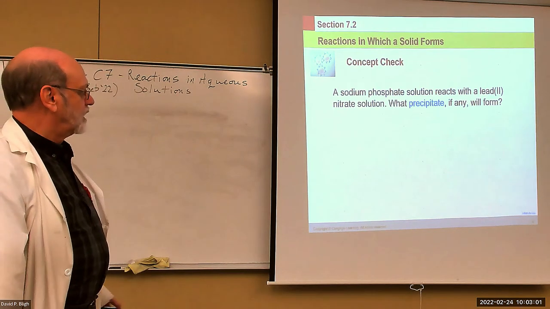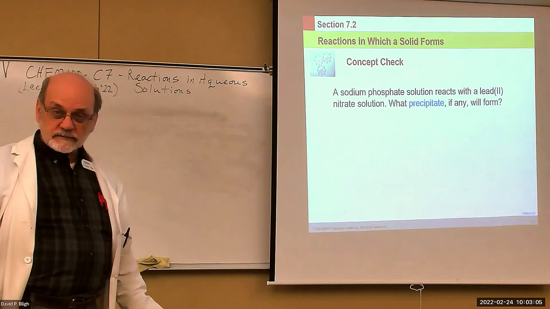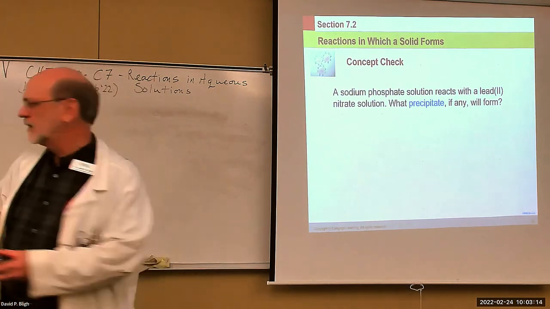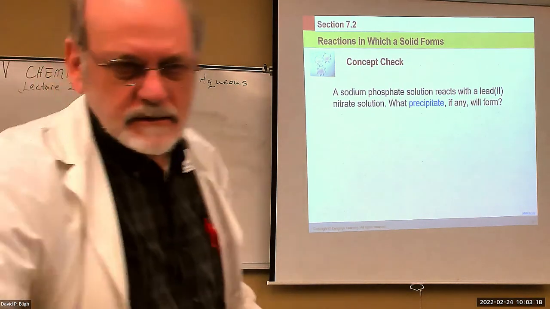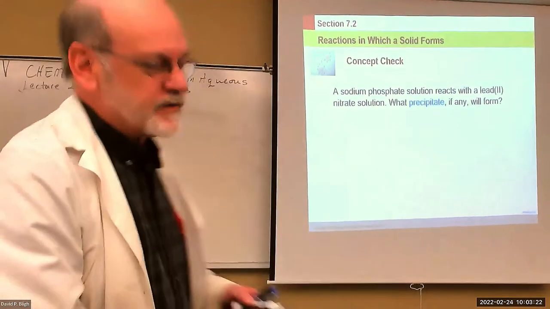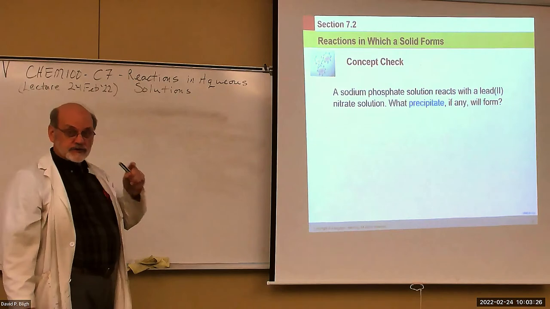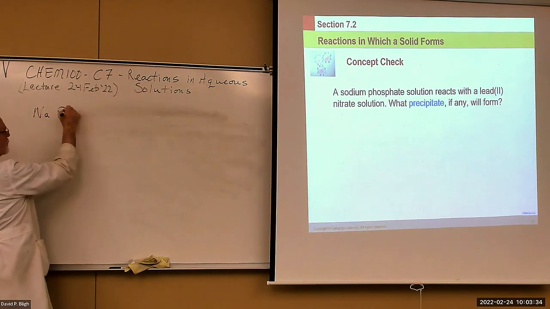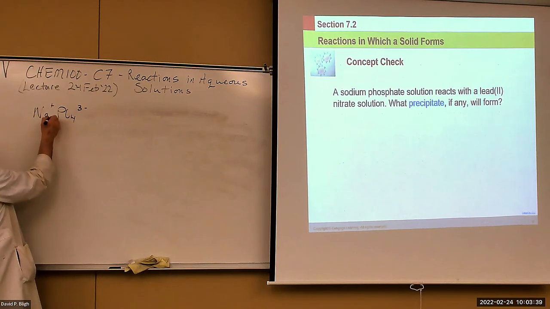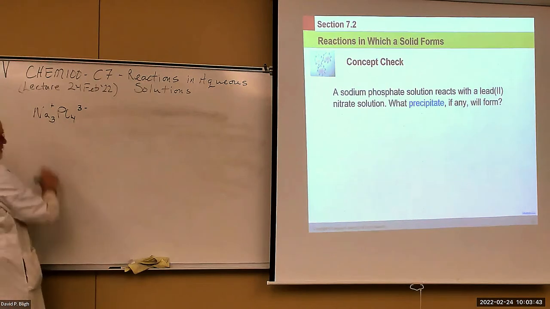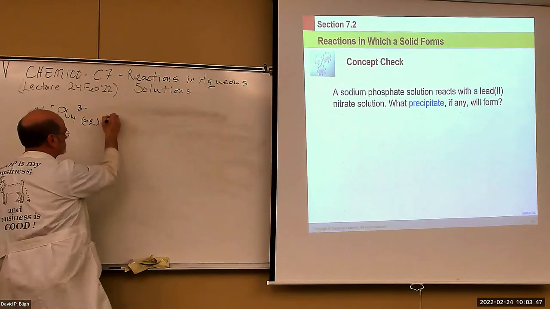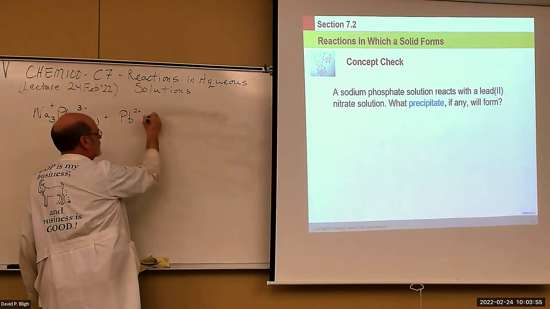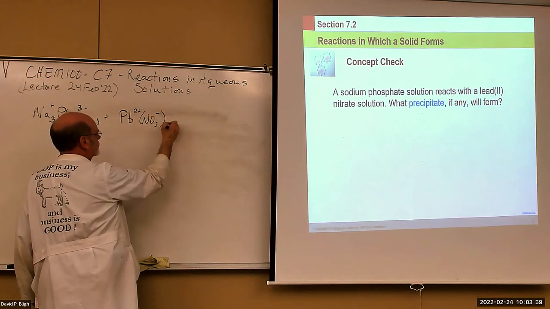Oh, got another one. Say we have sodium phosphate in solution and lead 2 nitrate in solution, and we react the two. If they are separate solutions, then we know that sodium phosphate, we have to write our compound correctly, sodium phosphate. That's a 3-, that's a 1+. So this needs a subscript of 3 to balance the charges. This is aqueous solution. What's the other one? Lead 2 nitrate. So this lead has a 2+ charge, nitrate has a 1- charge, so we need 2 of them. And that's aqueous solution.